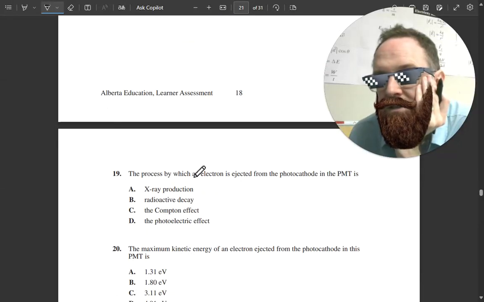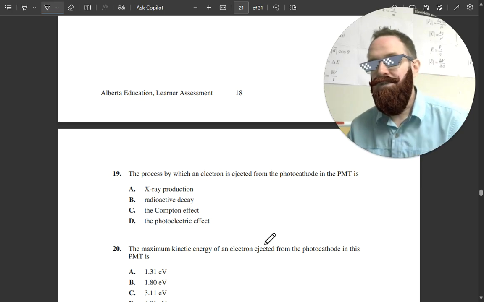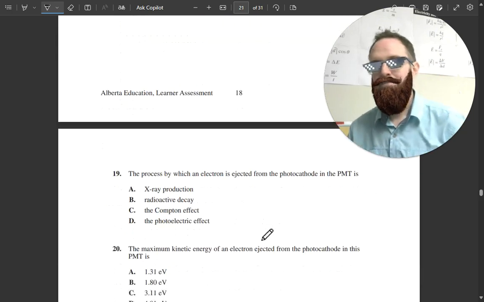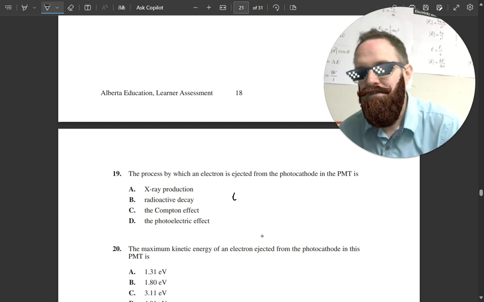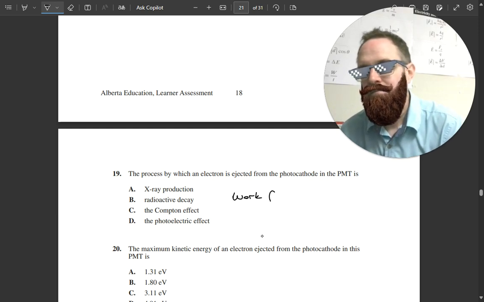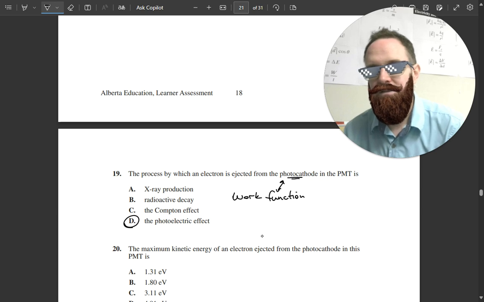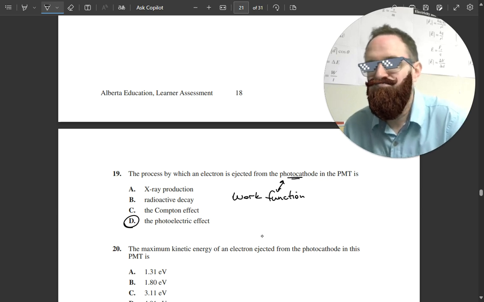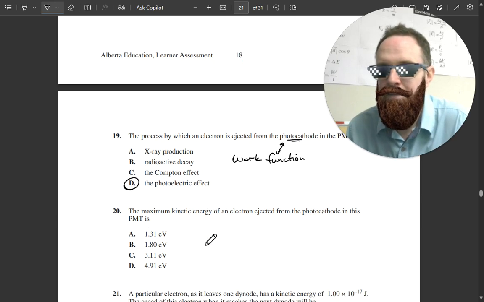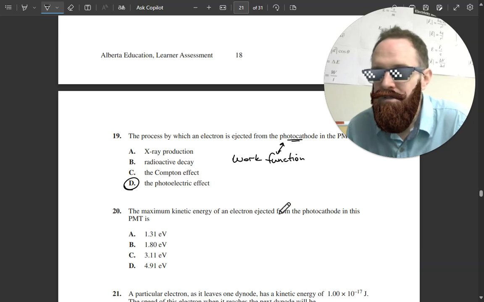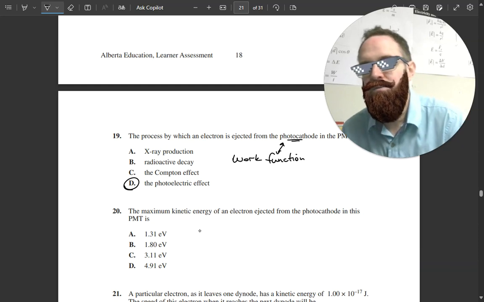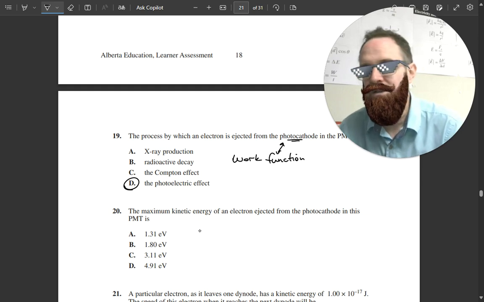The process by which an electron is ejected is called the photoelectric effect. Because we talk about the work function there, right? This is at the photocathode. So the work function is obviously the photoelectric effect, right? That's kind of a thing for that. The maximum kinetic energy of the electron ejected by that is this. Okay, so we're going to use one of the formulas that's not used, remember?